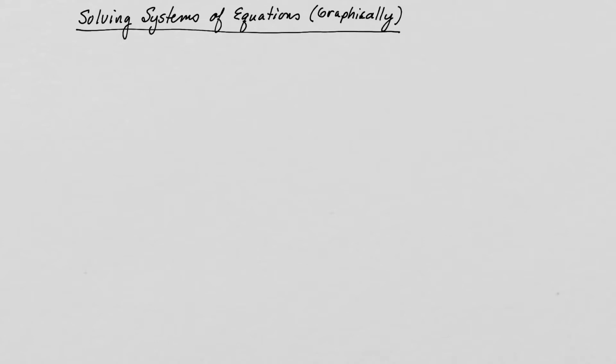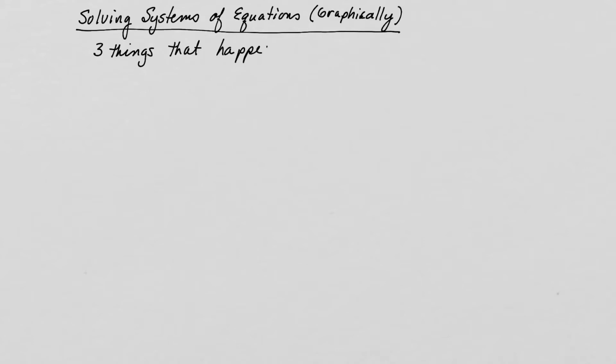that there are 3 things that can happen. And these 3 things can happen anytime you solve a system of equations, even if you solve them algebraically, which we'll do in the next 2 videos. So it's helpful to remember that these are the 3 things that can happen. So the 3 things that can happen are the following.